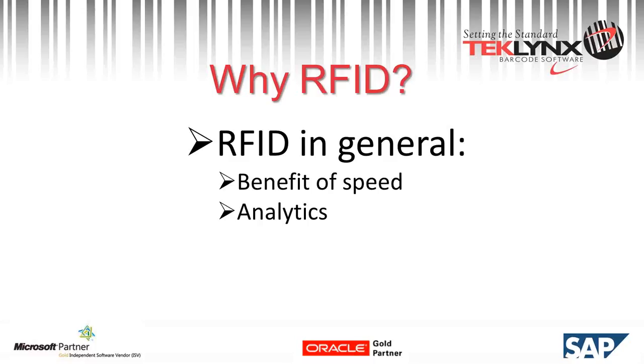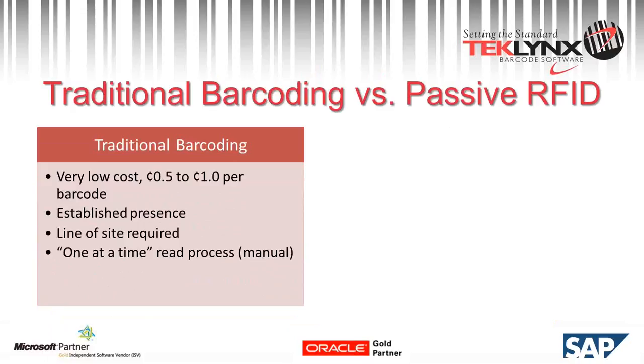So today we talked about what RFID is, and we talked about some of the tangible benefits of it. Let's spend a minute talking about and really just driving home the differences between traditional barcoding and the use of passive RFID within a business.